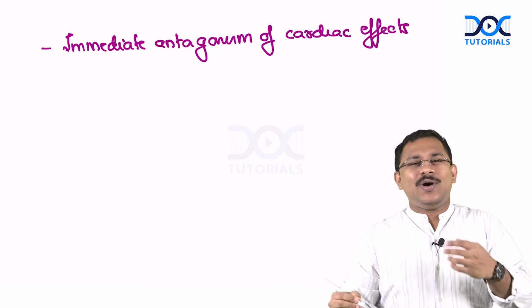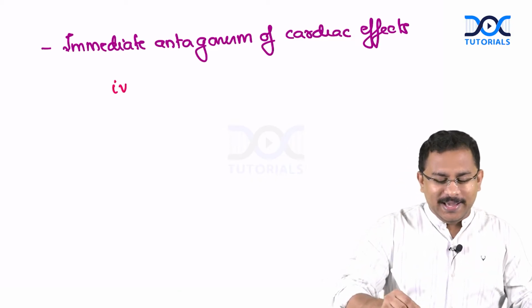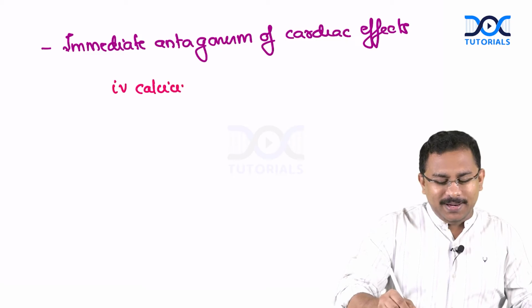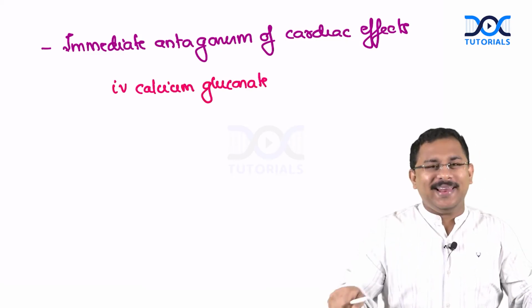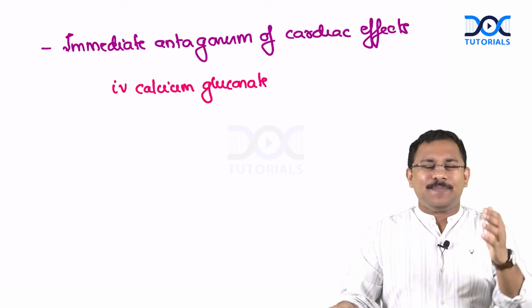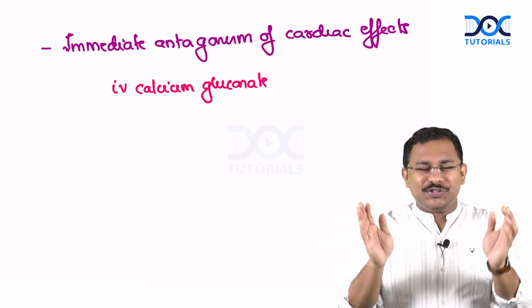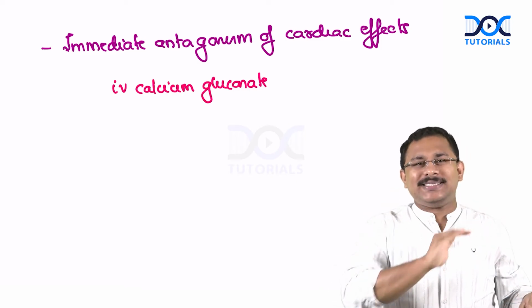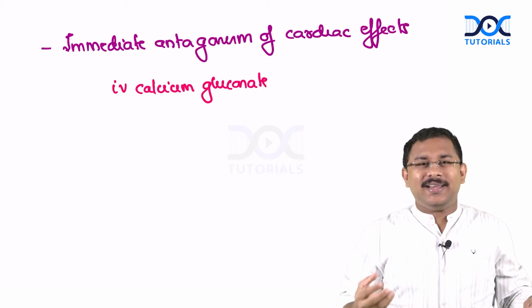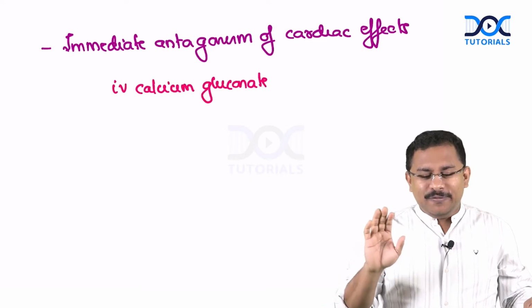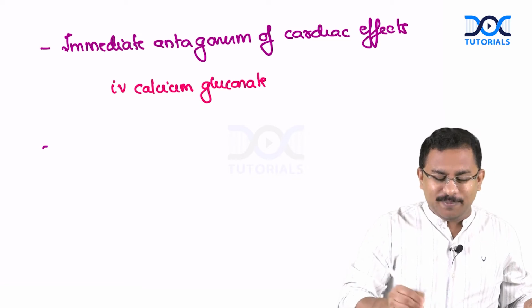So how do you do that? You are going to give the patient IV calcium gluconate. Remember, the purpose of giving IV calcium gluconate in hyperkalemia is not to reduce the potassium level, but to raise the action potential threshold and to reduce the excitability so that you don't get life-threatening arrhythmias. So first is the immediate antagonism of the cardiac effects.